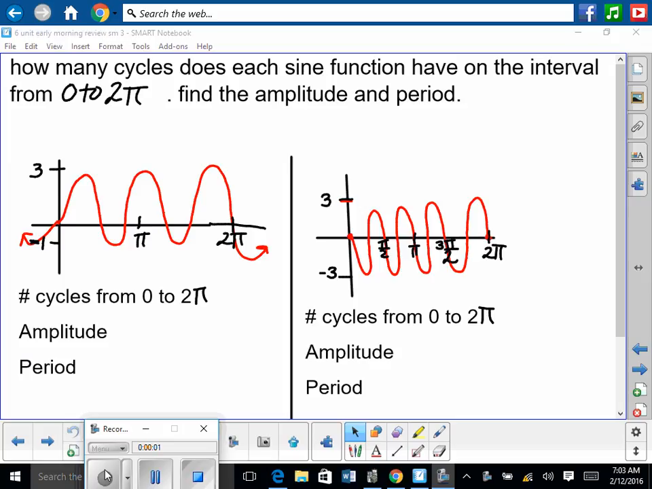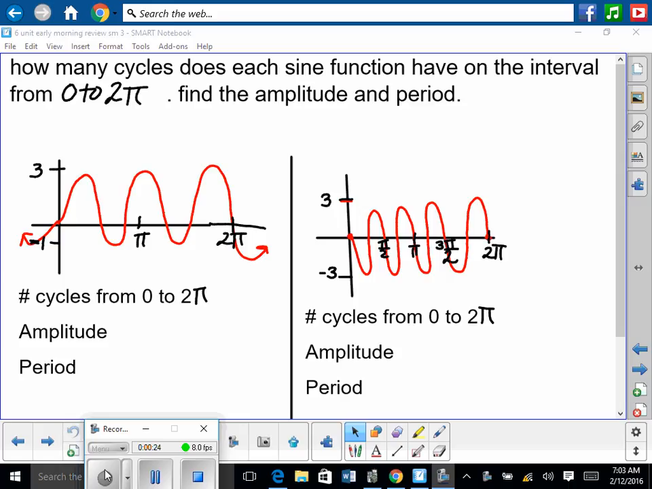So the first part of the test will be this. Pictures will be much better than my pictures, but I couldn't draw a good picture exact, but hopefully it'll make sense still. So there's two problems like this. It says, how many cycles does each sine function have on the interval from 0 to 2 pi, and find the amplitude and the period. So then it's laid out like this.